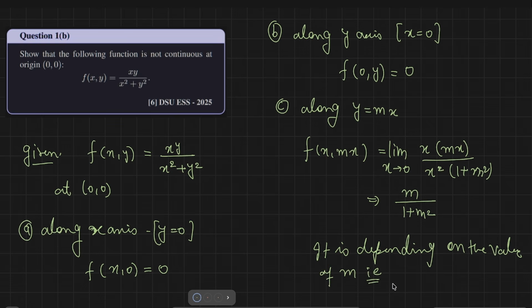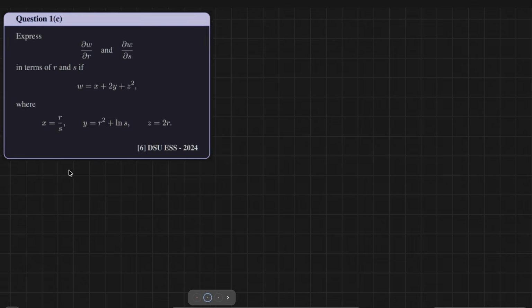It means the limit is not unique, and once the limit is not unique, f of x comma y is discontinuous. Okay. If the limit does not exist or the limit is not unique, it means the limit does not exist and it is discontinuous. Now we'll see partial derivatives.